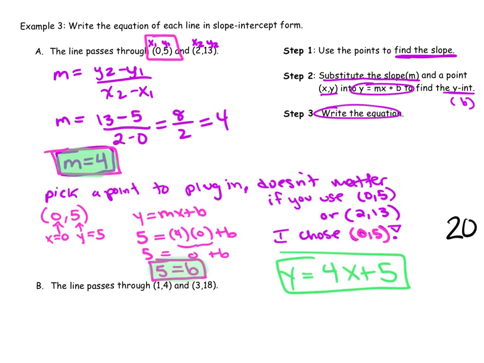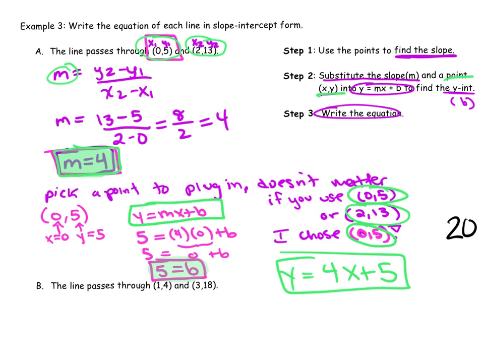Alrighty, and there you have it. There is my equation. So what I did was I started off with our slope, substituted in my y2 minus y1 over my x2 minus x1. I got my slope to be 4. And now what we're going to do next is pick a point. It doesn't matter whether you use the 0, 5 or the 2, 13. I chose to use the 0, 5, and I'm going to plug it in to my equation.